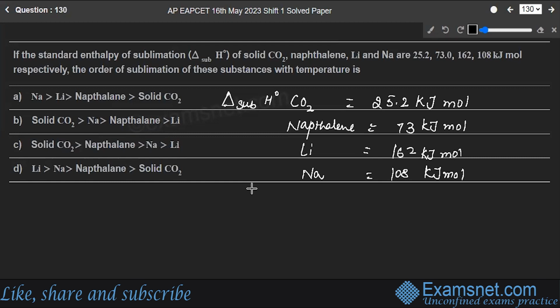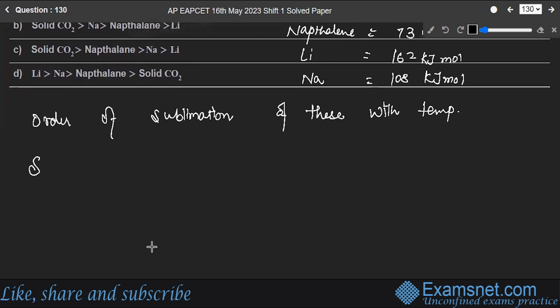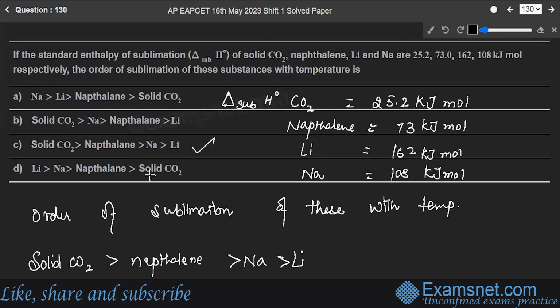The order of sublimation of these with temperature will be given by solid carbon dioxide, naphthalene, sodium, and lithium. It is because less is the value of the standard sublimation enthalpy, more easily it will undergo sublimation. That means we have C option as the right answer.